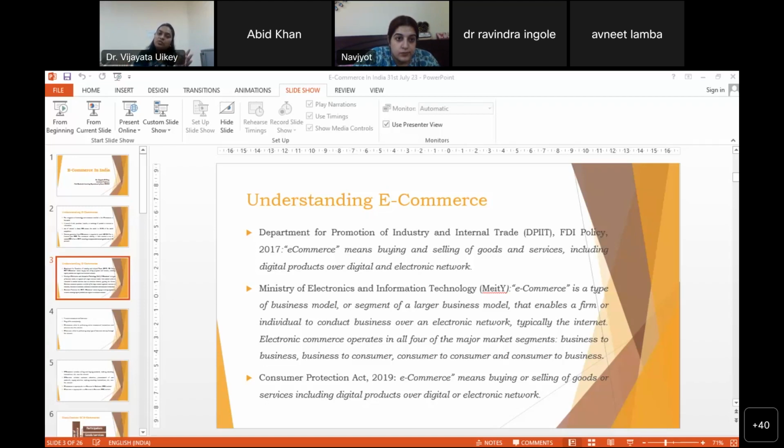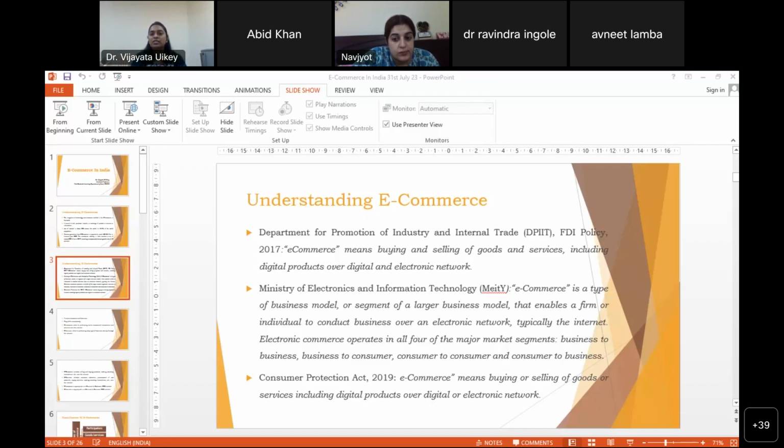Coming to the basis of this classification, we have seen classification based on the participators, goods and services, whatever is available, and business models. Now these three classifications are again divided into the inventory model and marketplace model. Now, what is the inventory model?